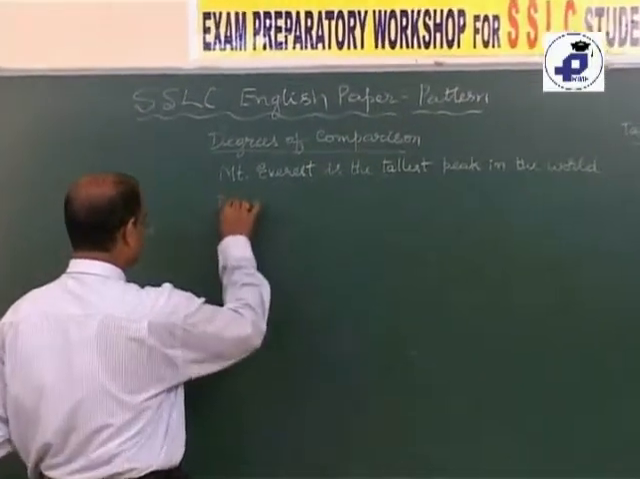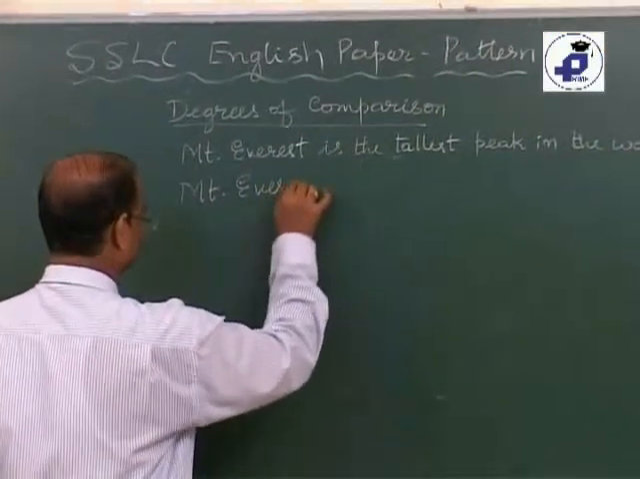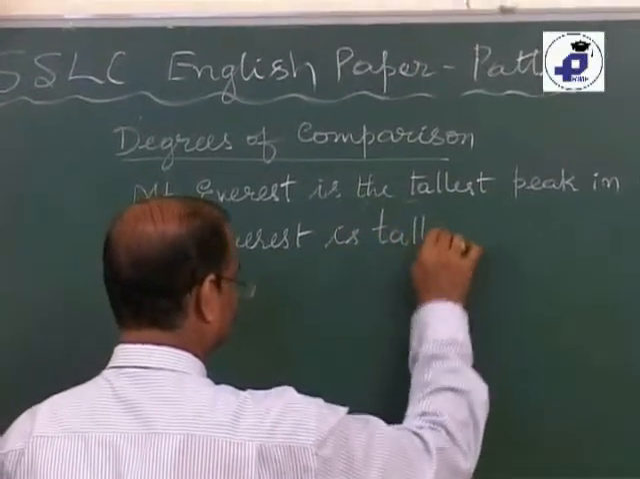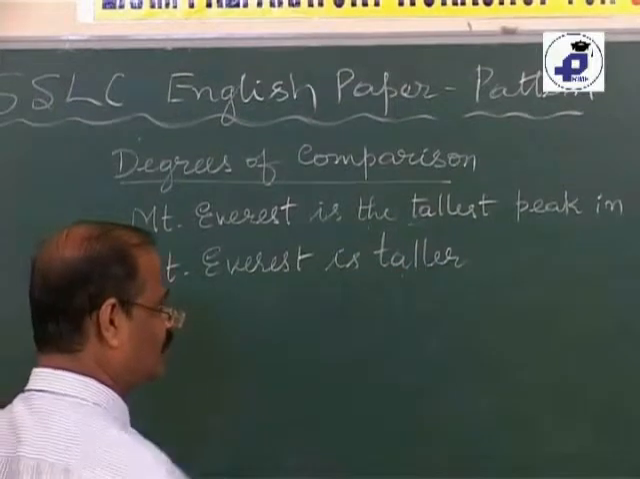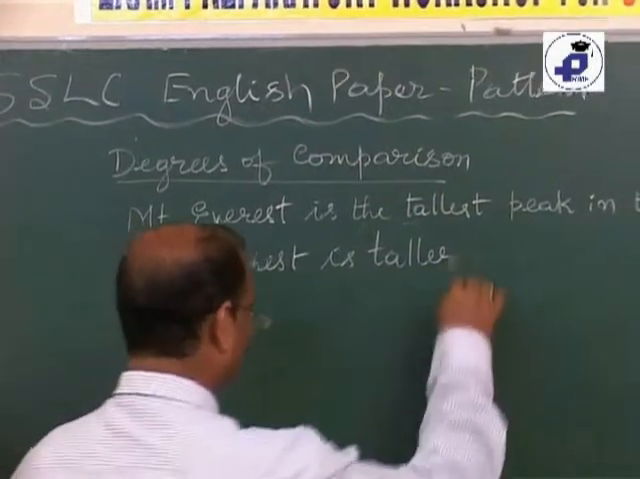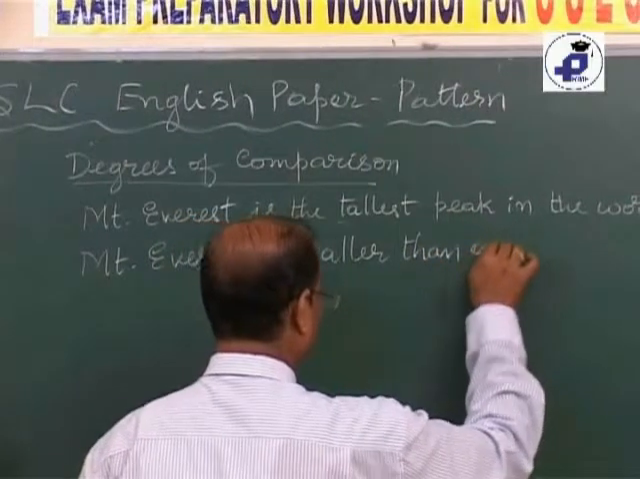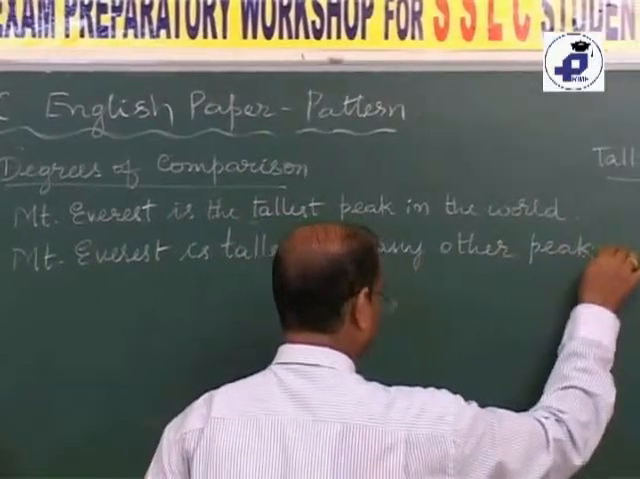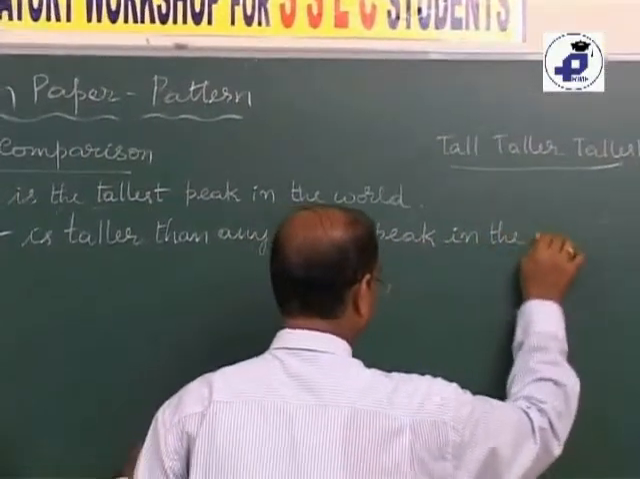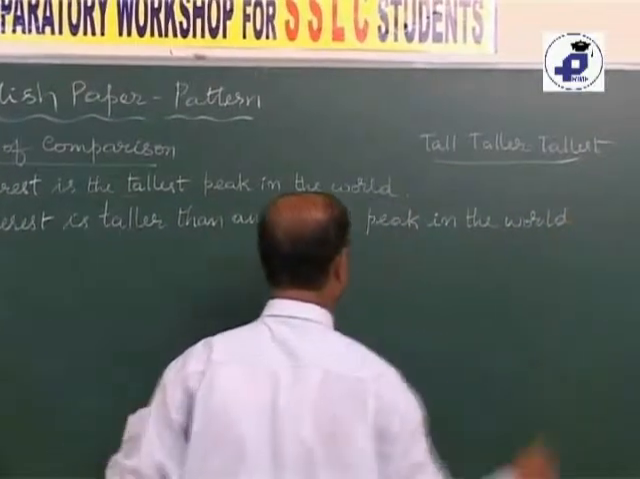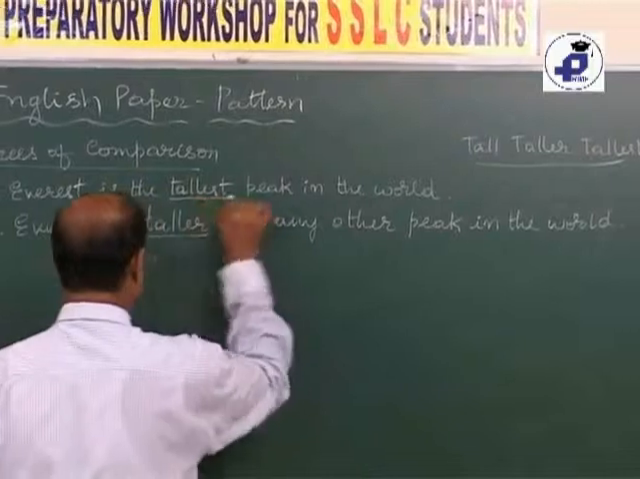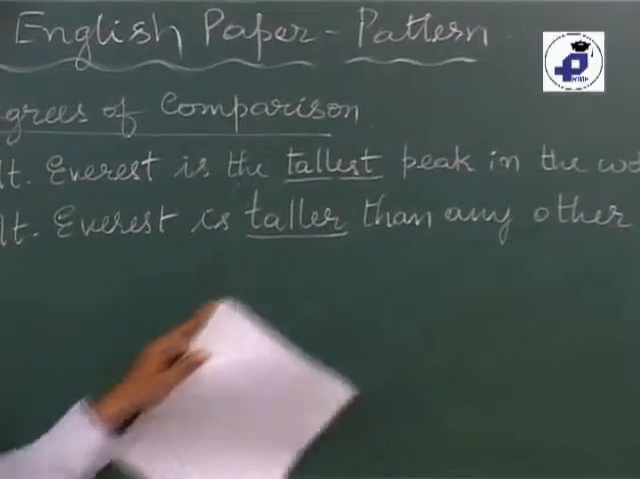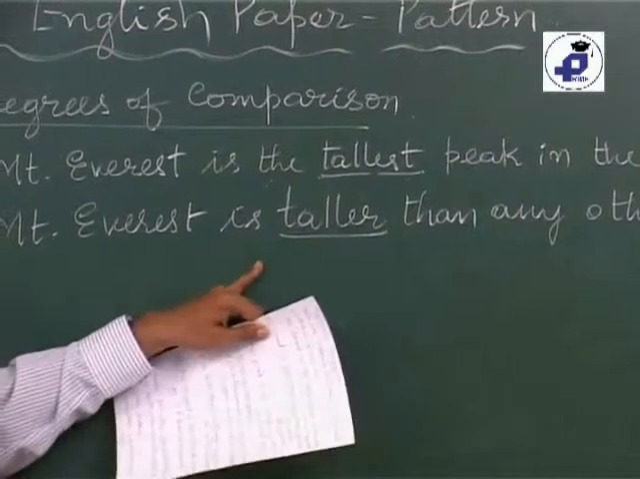Now let me write, Mount Everest is taller, because this is superlative. Taller is comparative degree. Mount Everest is taller than any other peak in the world. Now here I have used taller. This is tallest. Tallest is superlative degree. Taller is comparative degree. Now which degree is left out?